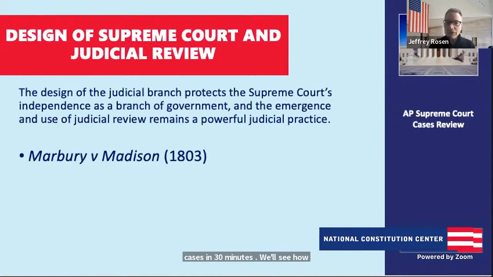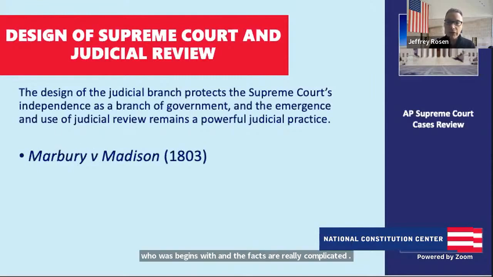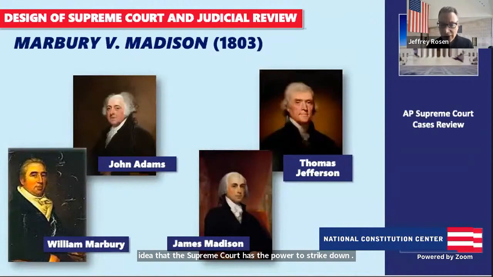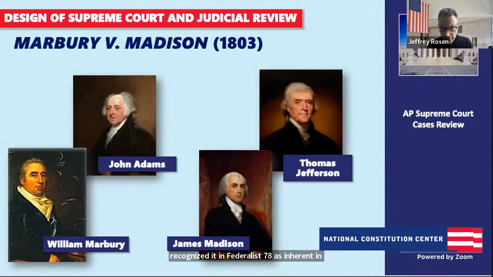The big idea, of course, is that Marbury establishes the principle of judicial review, the idea that the Supreme Court has the power to strike down unconstitutional laws. You know that the power of judicial review didn't come from Marbury versus Madison. Hamilton recognized it in Federalist 78 as inherent in the very idea of the Constitution as supreme law, because as Hamilton said, whenever there's a conflict between the will of the people represented by the Constitution and the will of the legislature represented by ordinary laws, you prefer the principle to the agent.